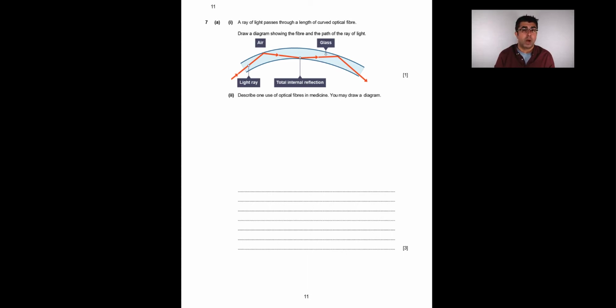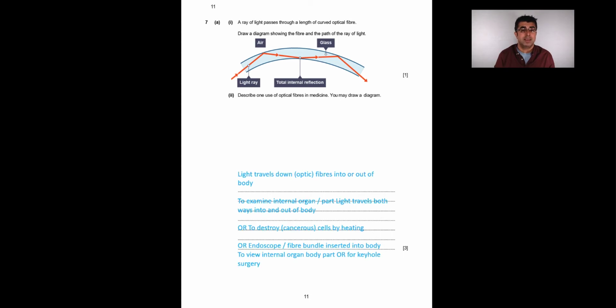It's probably wise to draw a diagram, and there are quite a few uses. What are they looking for for the marks? Any mention of light travelling down the optical fibre into or out of the body. The idea that we use that light to examine the internal organ, because part of the light is reflected back up the fibre into our eye. Or we may use it to destroy cells by heating.